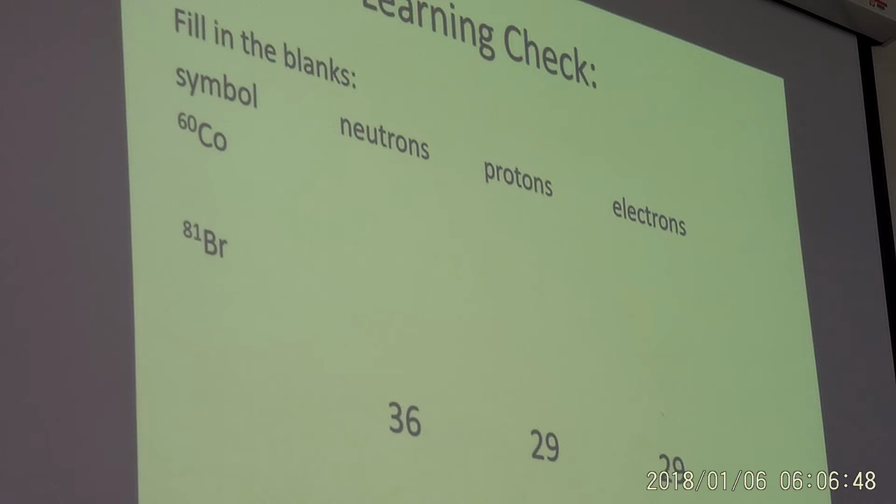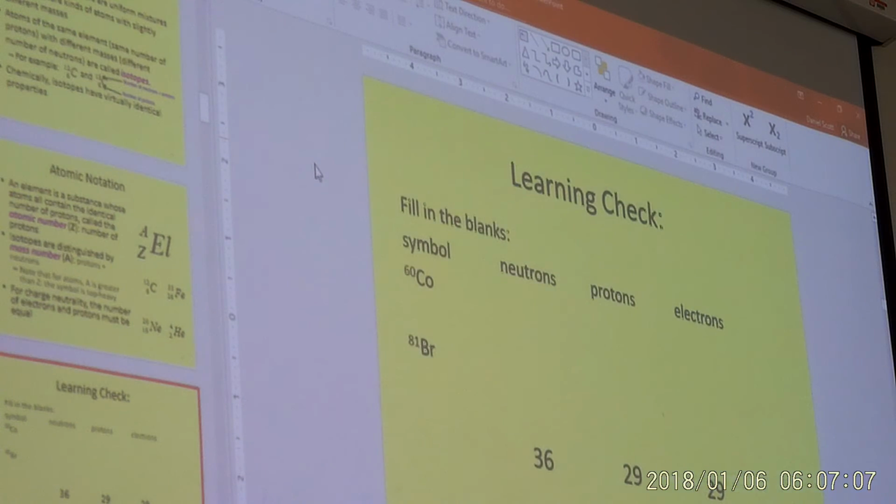All right, let's see how you did. How many protons in cobalt, first of all? 27. Cobalt 60. How many neutrons in cobalt 60? 33. And how many electrons then? 27. Those values are correct.